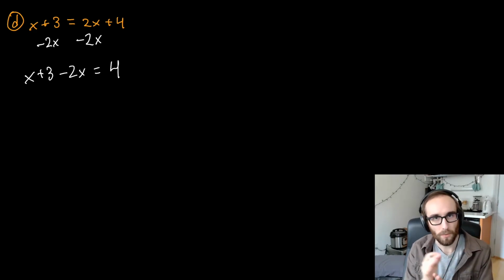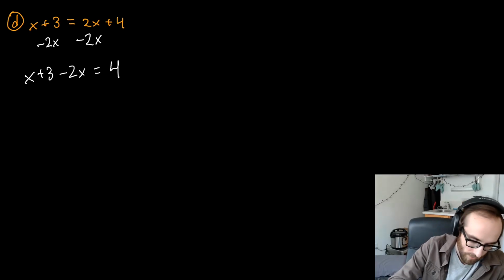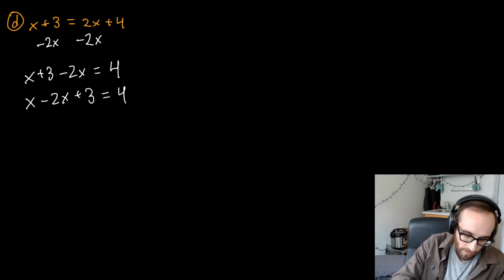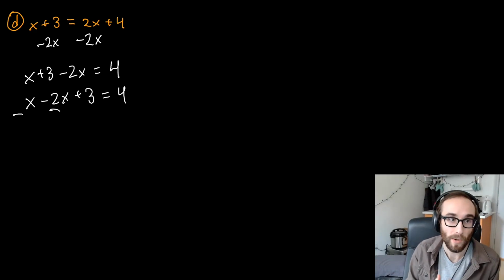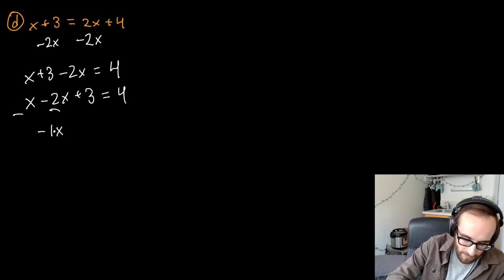We can move our terms around because we can choose to add or subtract in different orders. So x minus 2x, I'm just going to move it to the left, plus 3 equals 4. And then we are adding or subtracting the coefficients because we have like terms. 1 minus 2x gives us negative 1x. Negative 1 times x plus 3 equals 4.